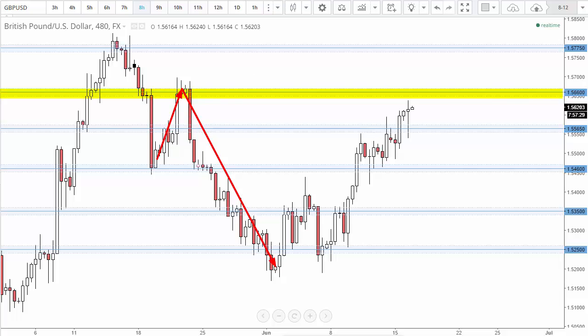If buyers manage to push up to this level, and I see indecision forming, basically if I see signs that sellers are taking control of price, price action tells me that sellers are taking control, I will be looking to enter a short trade around about here.